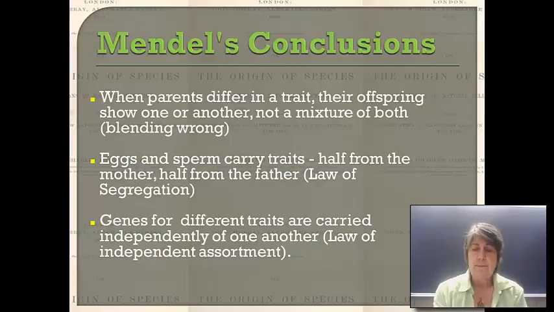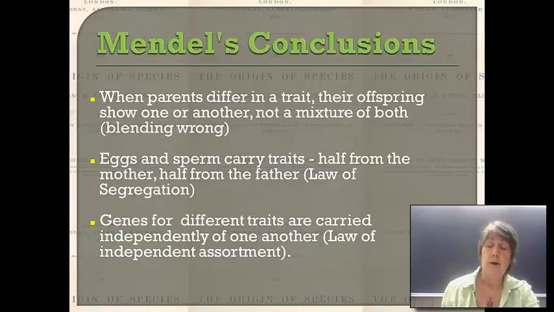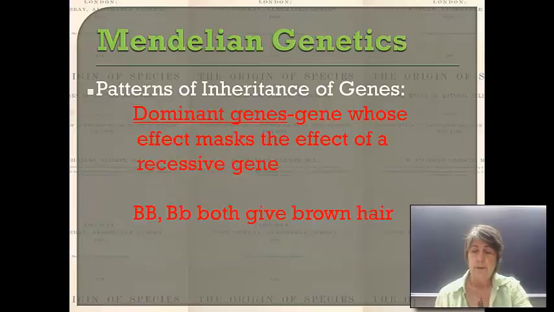Finally, Mendel demonstrated that the genes for different traits behave independently from one another. In other words, the gene for seed color had no dependence on the gene for flower color, and vice versa. And this became known as the law of independent assortment. So the question is, how did Mendel do all this? How was he able to deduce these very fundamental laws of genetics?